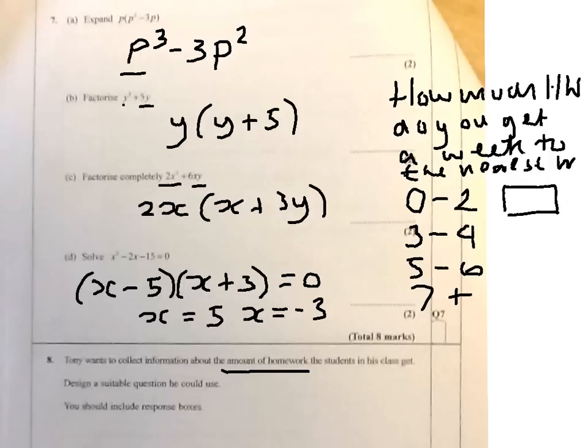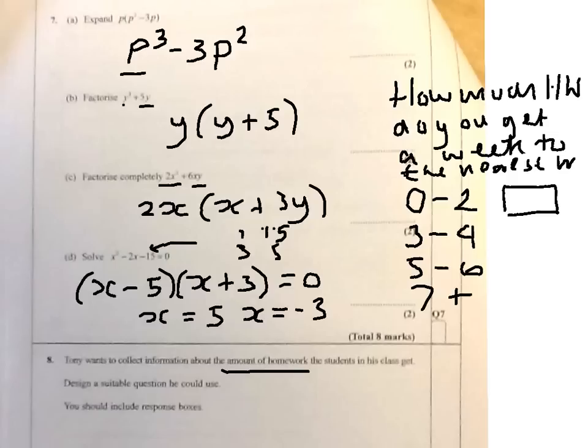Solving the quadratic, you've got the number 15, so you look at the factors of 15: there's 1 and 15, and 3 and 5. If you want a difference of 2, you're going to need 5 and 3. It's a negative difference, so you need a negative on the larger number, 5, and a plus on the smaller number, which is 3.